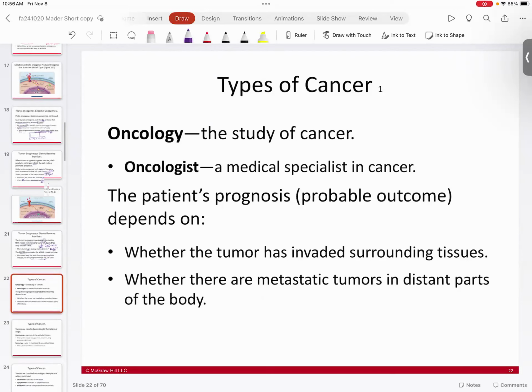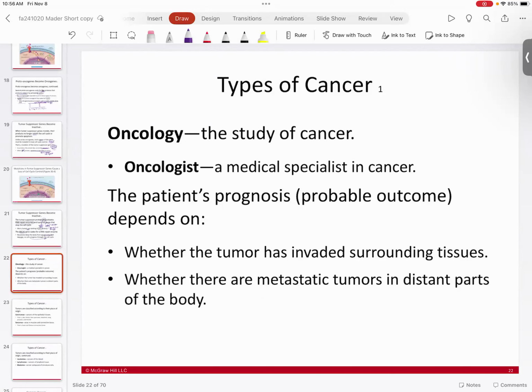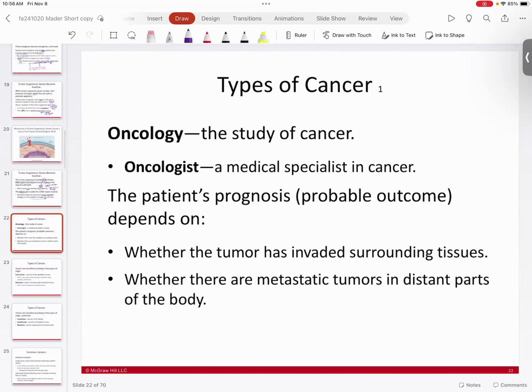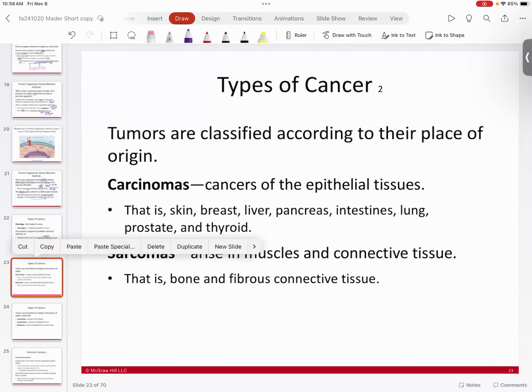So oncology then is basically the study of cancer, and an oncologist is a doctor who works with cancer. And so the prognosis, that is to say the likely outcome, will depend on a couple of things. Most of all, how quickly did you catch it? For instance, has the tumor invaded surrounding tissues? That's malignancy. Has it become metastatic? That basically means it's spread through one of your vascular systems to distant parts of the body. Both of those are negative. They will negatively impact your prognosis.